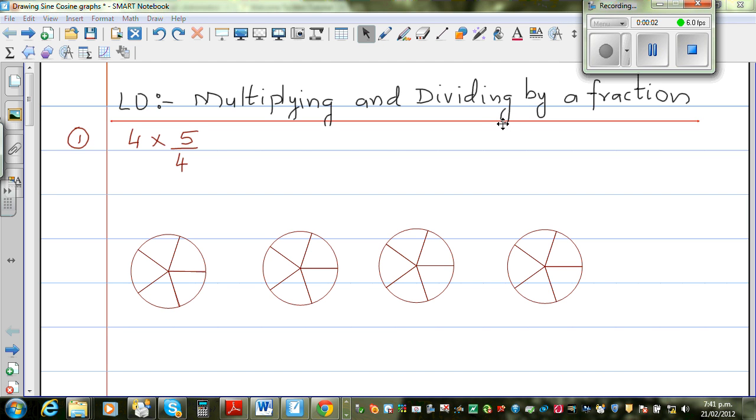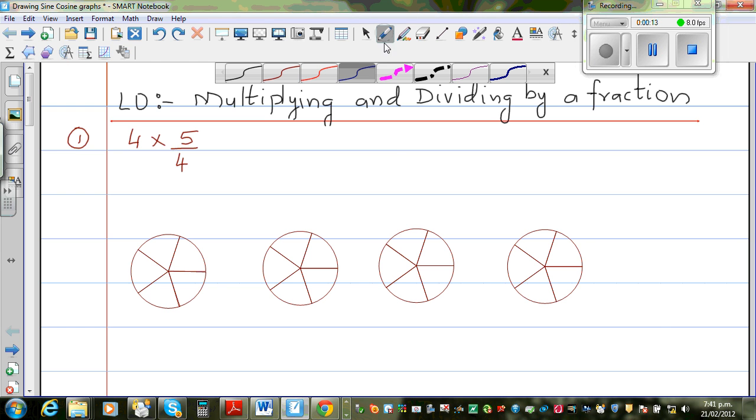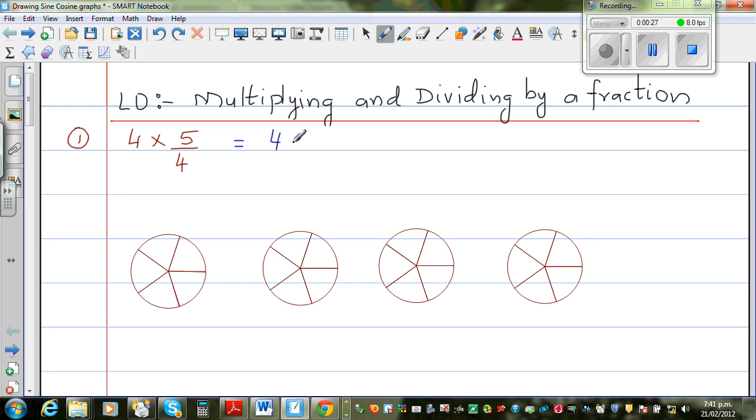In this video, I want to explain the intuition behind multiplying and dividing by a fraction. So the first question is 4 divided by 5 quarters. Okay, so first let me explain that multiplying by a fraction is the same as dividing by the reciprocal. So let me write that first. This means this is the same as writing 4 divided by 4 quarters.